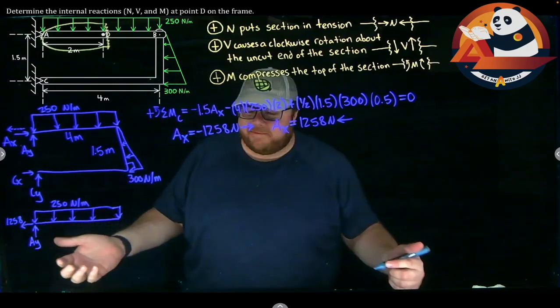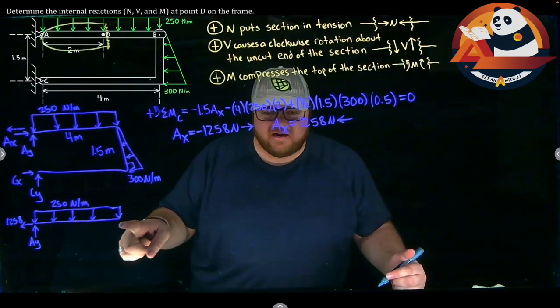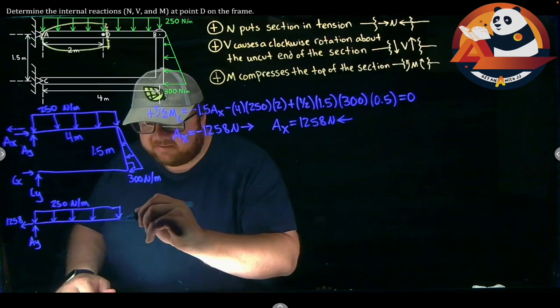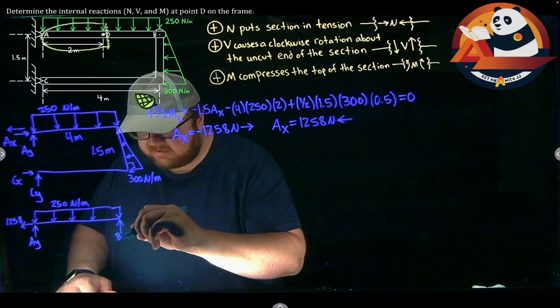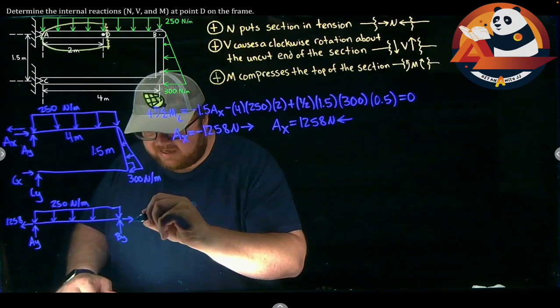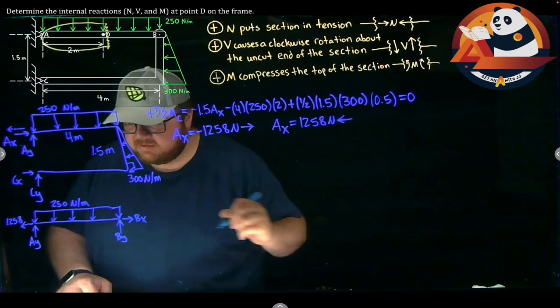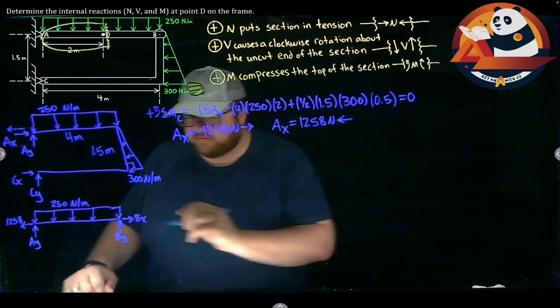Over here at B, I haven't assumed anything. They're not actually going to end up mattering for us because I'm going to have some moments right here, but I should still show them in my free body diagram. So I'm going to put in a BY and a BX. And my width here is 4 meters.